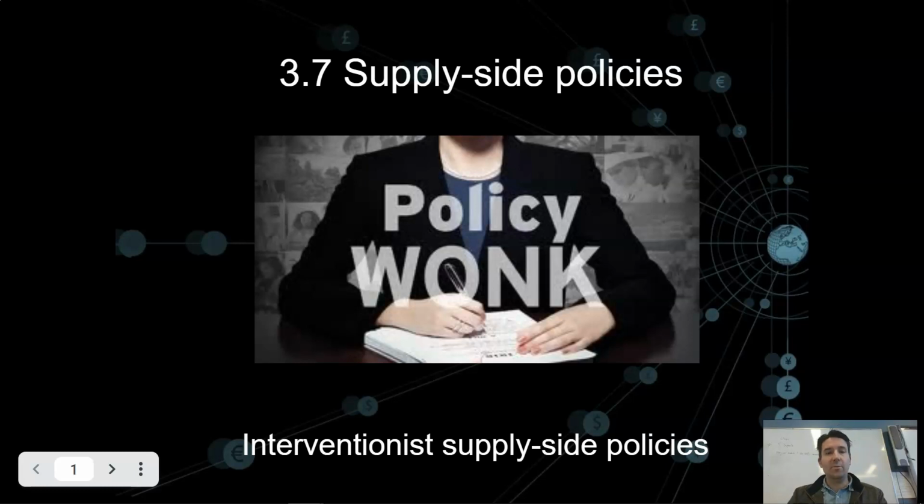Hey everyone, today we're looking at interventionist supply side policies. So we're going to see how they work and also some examples that will be useful for you to know.